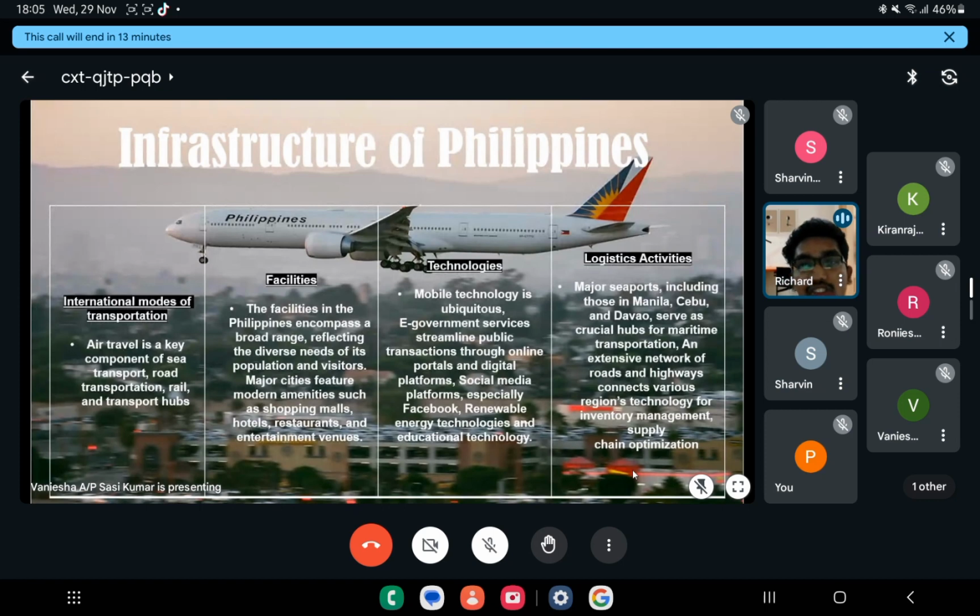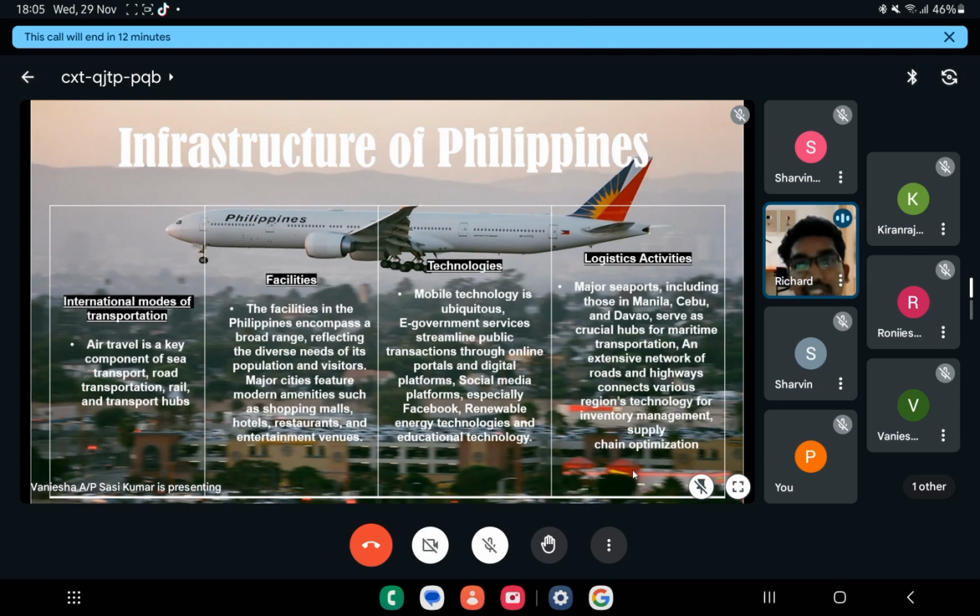The third one is technologies. The Philippines employs a diverse range of technologies across sectors, reflecting the nation's commitment to technology advancement. The first one is mobile technology. It is the widespread use of smartphones and mobile applications for communication and financial transactions. The second one is e-government services, streamlining public transactions through online portals and digital platforms. Third one is financial technology, which has seen significant adoption, with mobile banking and digital payment systems becoming integral to daily life.